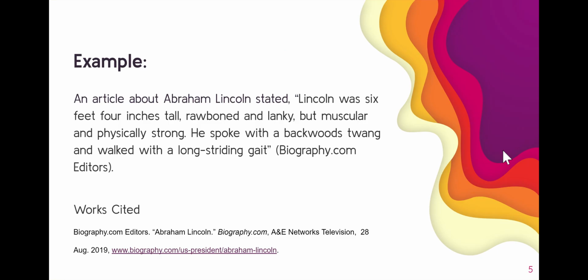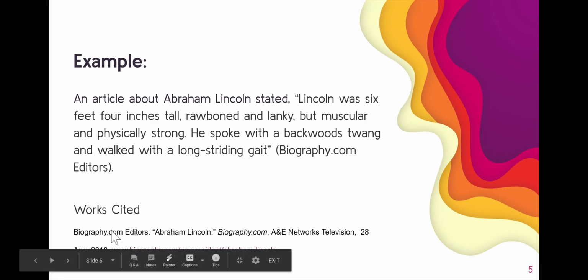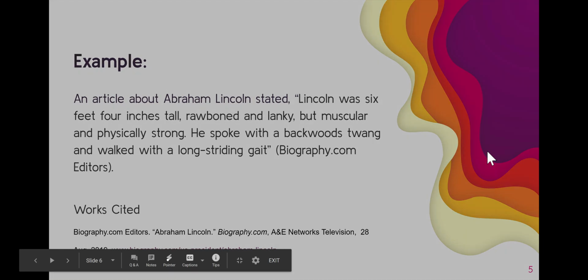So, for example, this might be a part of my paper. I said an article about Abraham Lincoln stated Lincoln was 6 feet 4 inches tall, raw-boned and lanky, but muscular and physically strong. He spoke with a backwards twang and walked with a long striding gait. Biography.com editors. See in parentheses here, this matches my works cited down here. Biography.com editors, because I got that quote from that specific source. So that needs to go at the very end in parentheses.